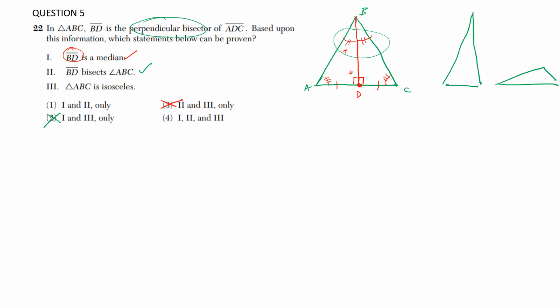Finally, triangle ABC is isosceles. I can believe that, right? We can say this angle here and this angle are, as we found out, congruent. That tells us 2 angles of a triangle are the same, which is the definition of an isosceles triangle. So statement 3 is also correct. We can choose choice 4.